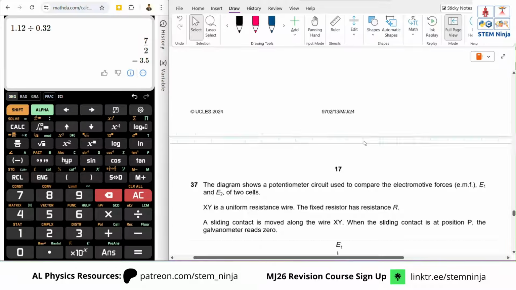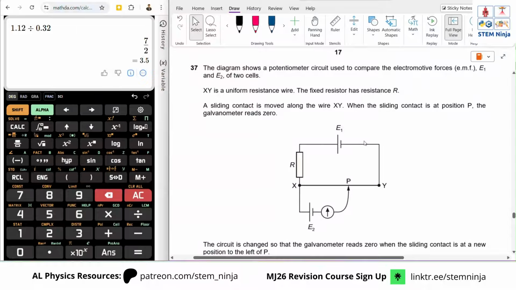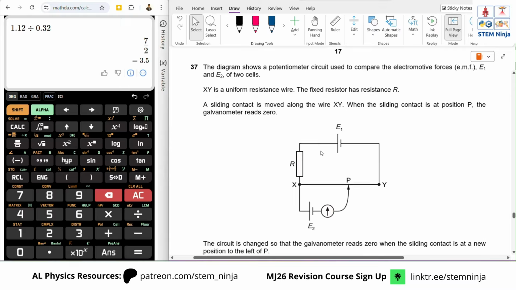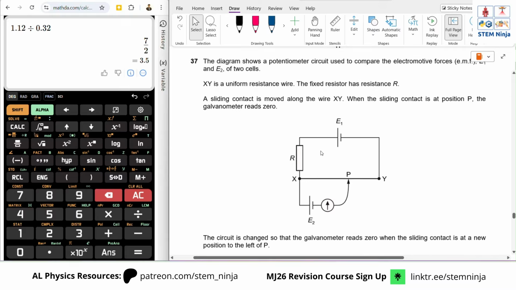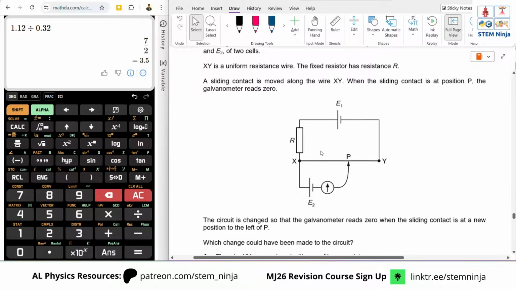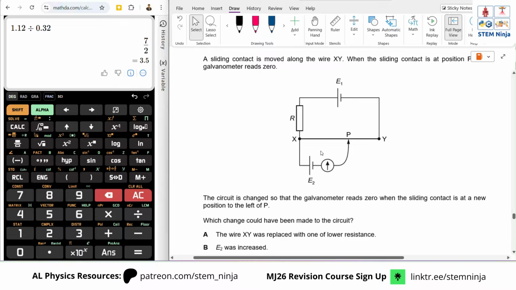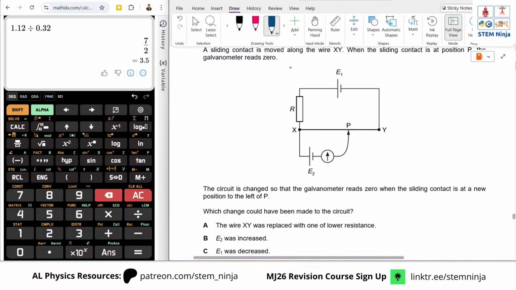All right. The diagram shows a potentiometer circuit used to compare the electromotive forces E1 and E2 of two cells. XY is a uniform resistance wire. The fixed resistance R has a resistance R. The sliding contact is moved along the wire XY. When the sliding contact is at position P, the galvanometer reads 0, so null point. The circuit is changed so that the galvanometer reads 0 when the sliding contact is at a new point P, to the left of P.